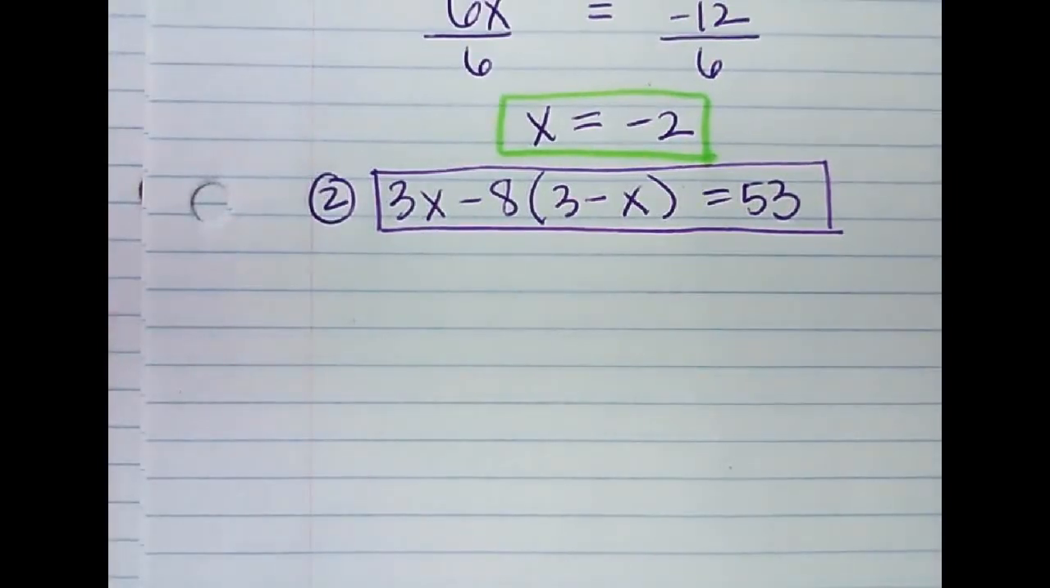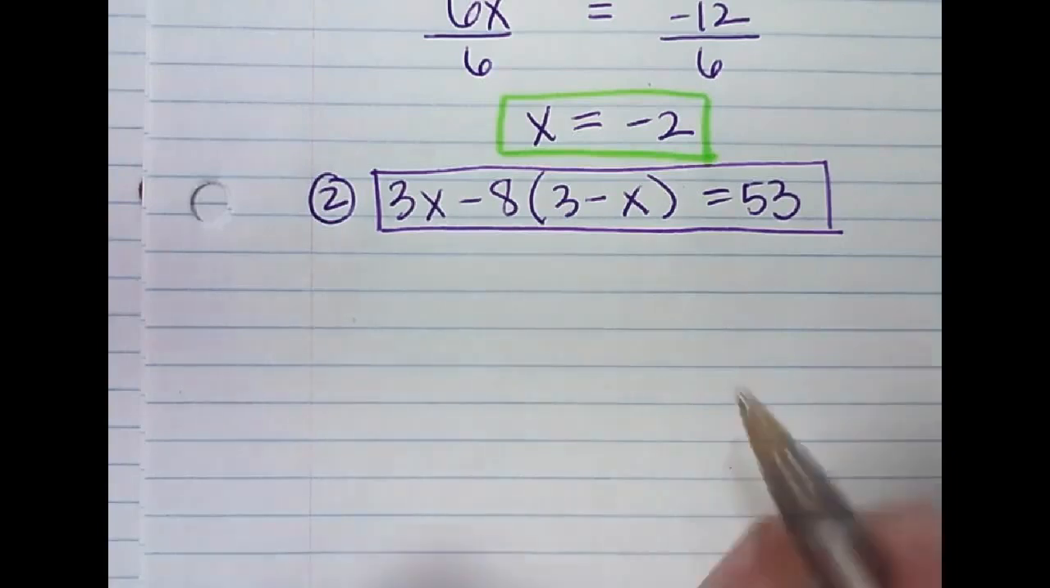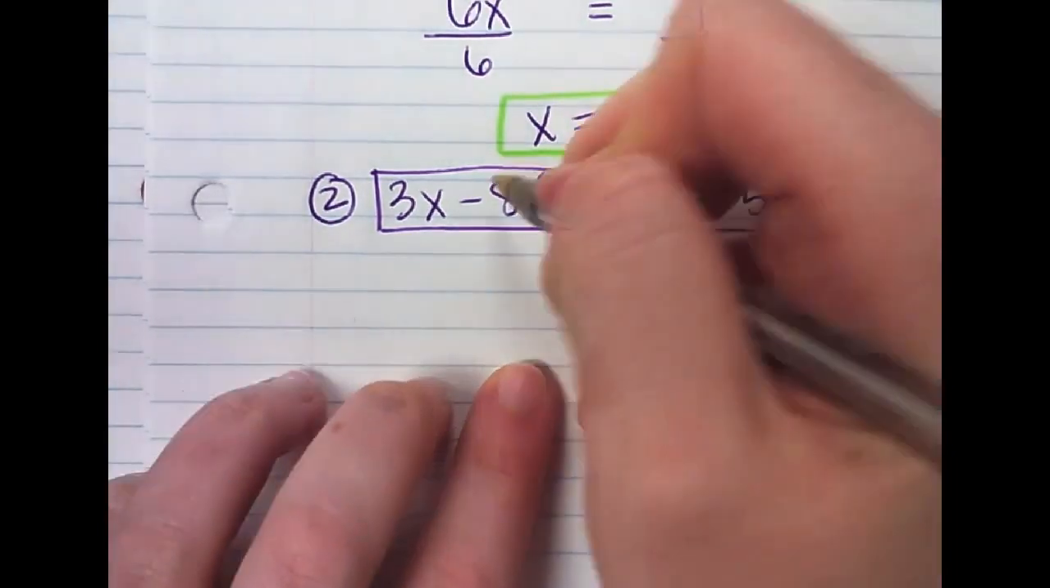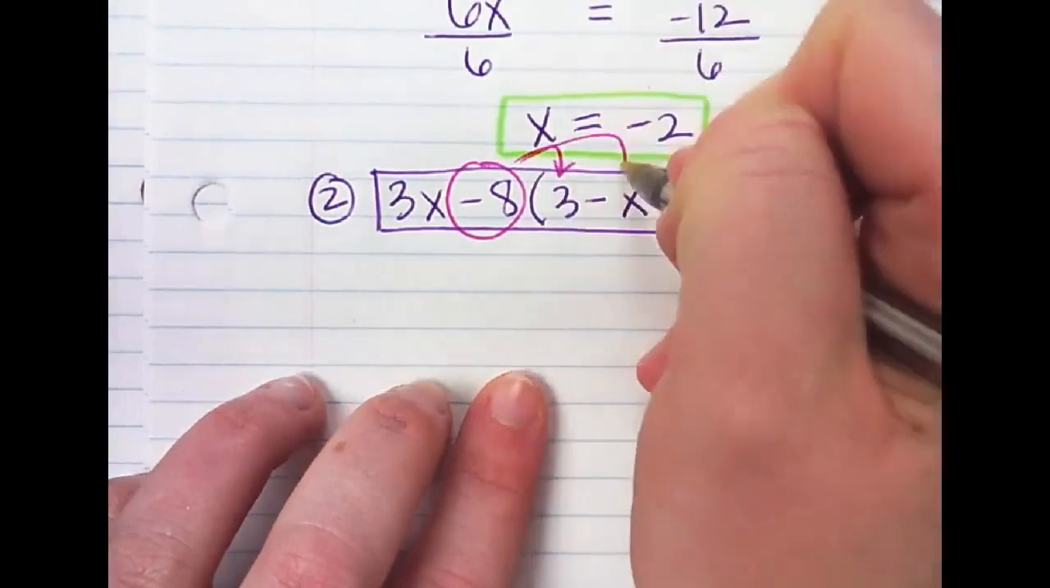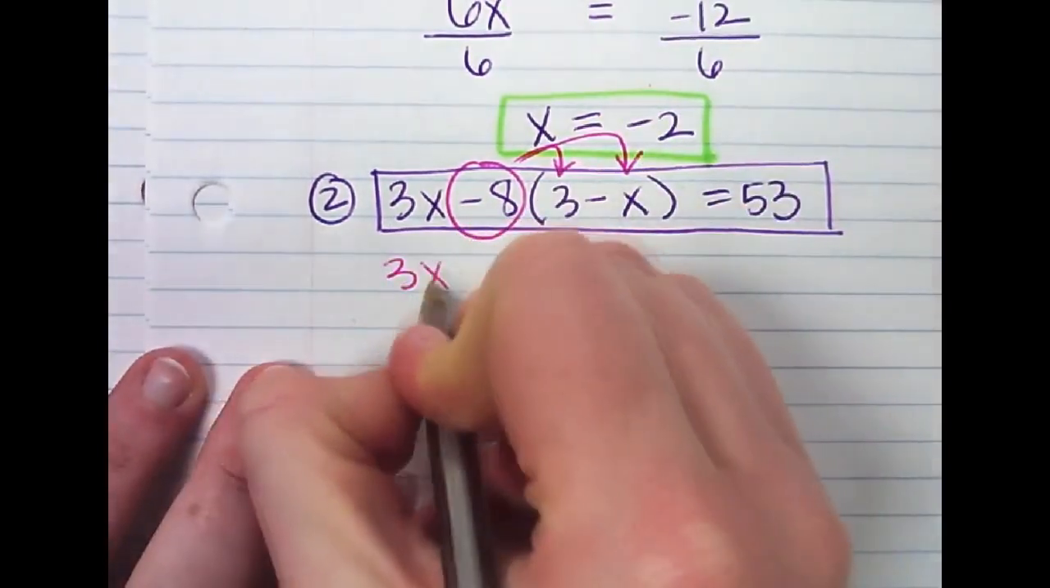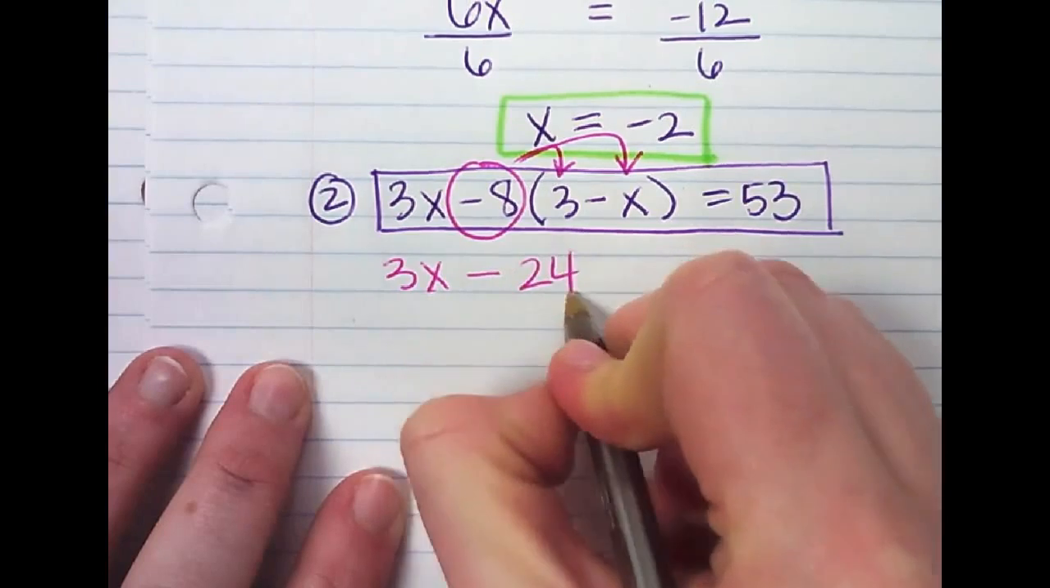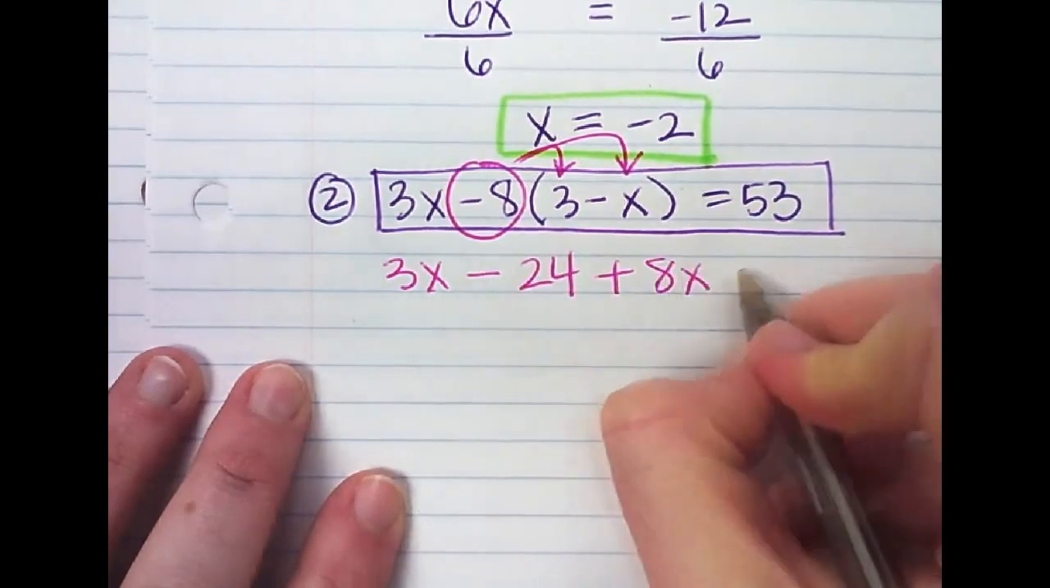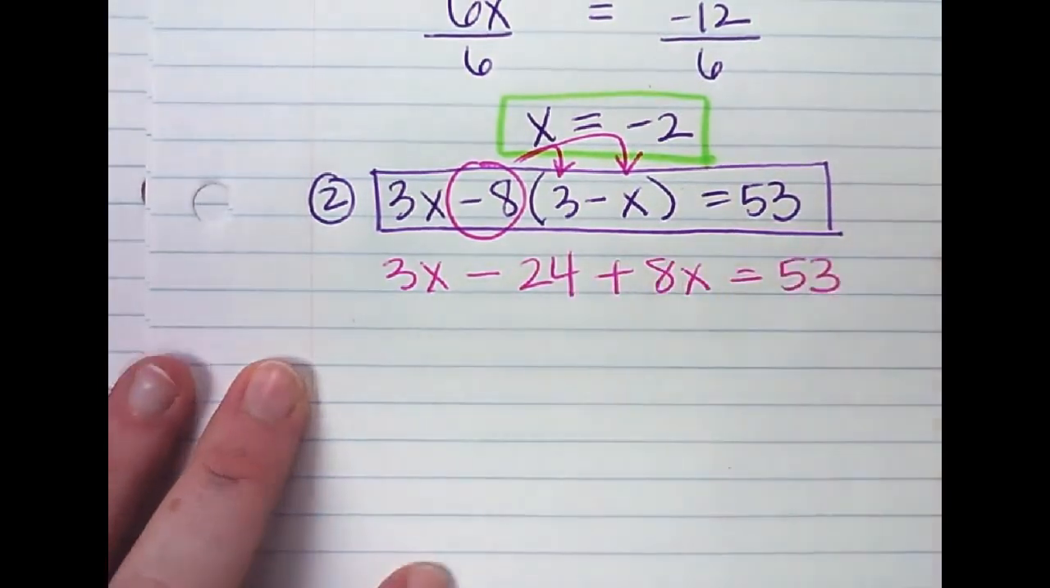Okay, what do you do first on this one? Distribute what? -8. So just, again, be careful here. So 3x minus 24 plus 8x equals 53.